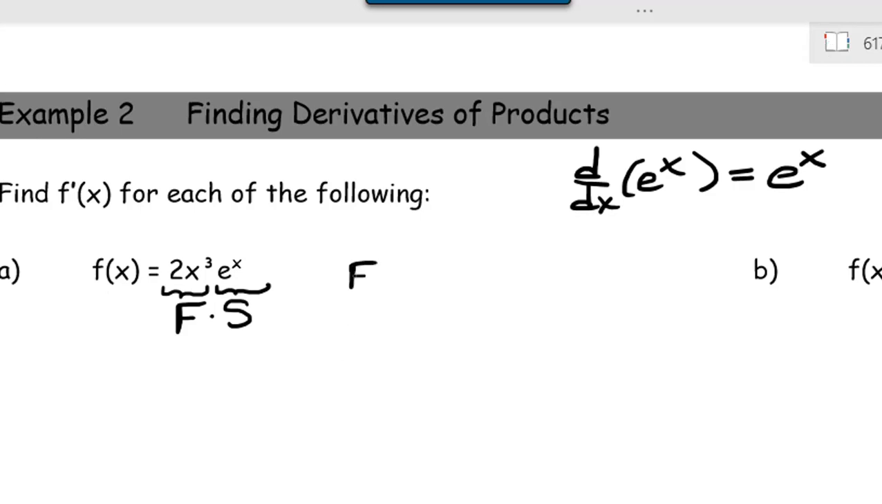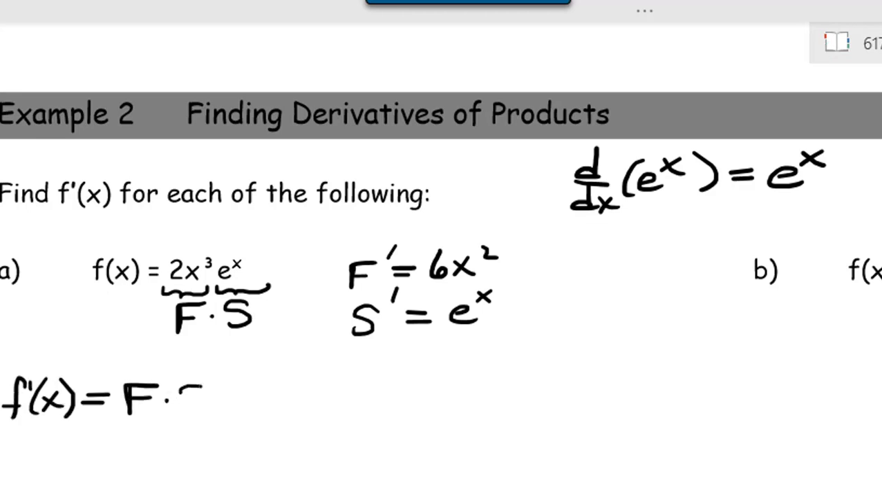So we're going to write down the derivative of the first. So 2x cubed has the derivative 6x squared. And the derivative of the second is the derivative of e to the x, which is just e to the x. And then we're going to write down our formula for the product rule. First function times the derivative of the second plus the second times the derivative of the first. And then we're just going to fill in each part.